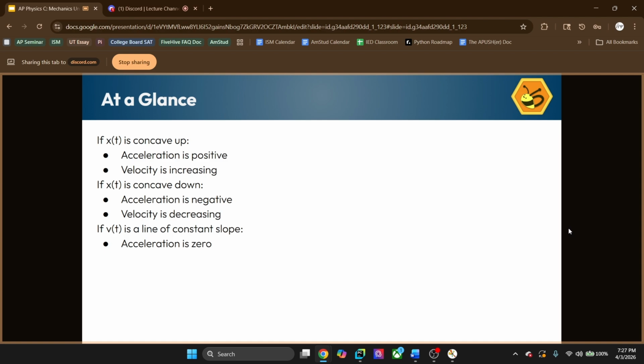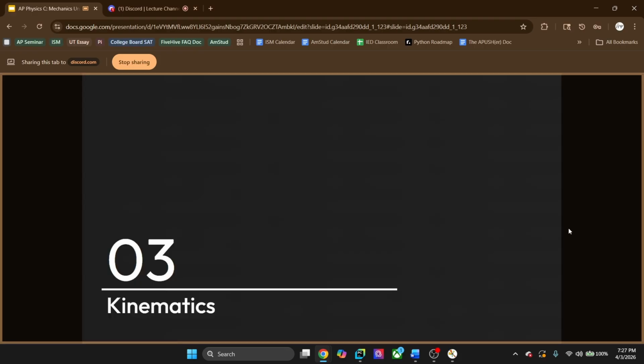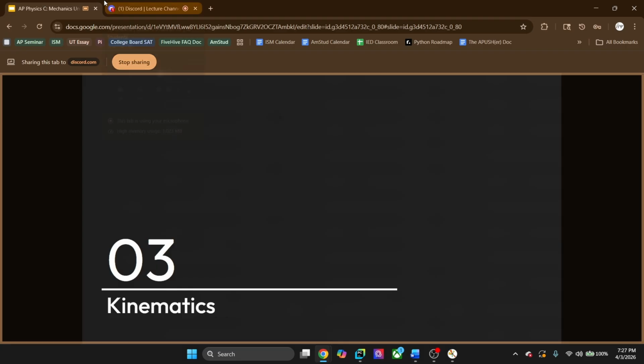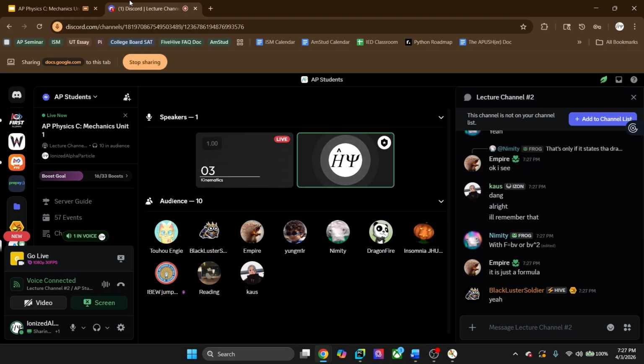Okay, at a glance, if x of t is concave up, acceleration is positive, velocity is increasing. If x of t is concave down, acceleration is negative, velocity is decreasing. If v of t is a line of constant slope, the acceleration is 0, like we saw in previous examples. Now let's dive into some of that kinematics. Here is where mechanics really becomes what mechanics is known for.